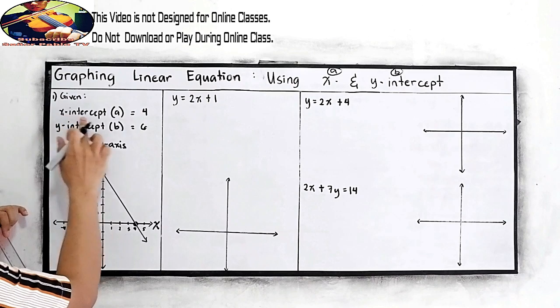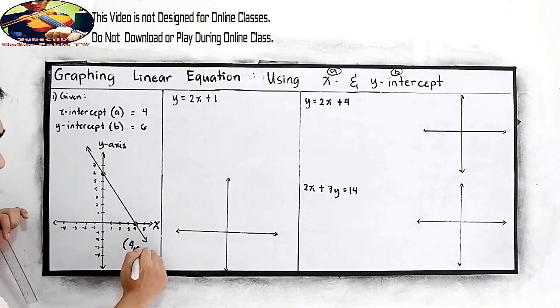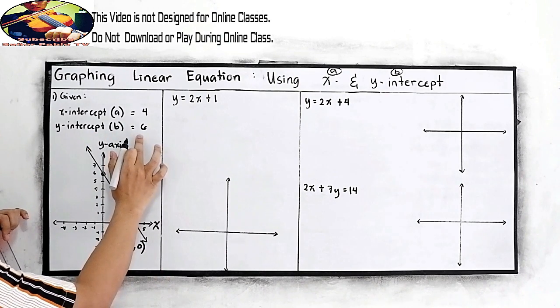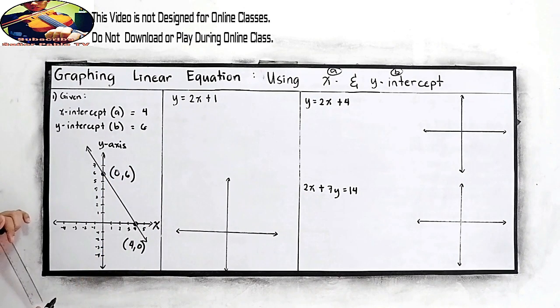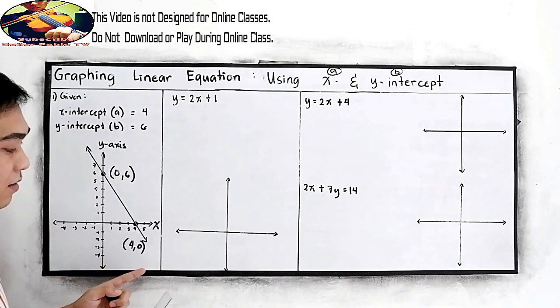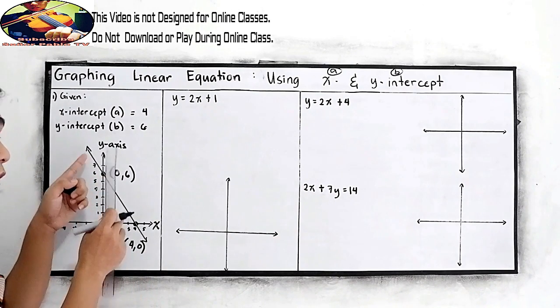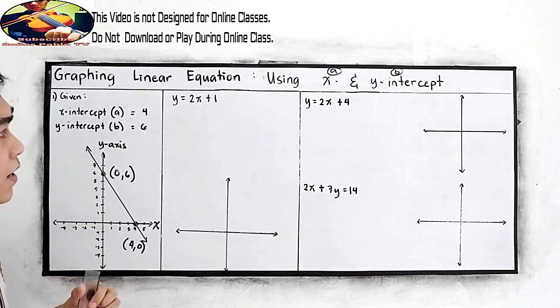Actually, the equivalent of x-intercept is 4, 0. And for the y-intercept, this is 0, 6. Now, to get the x and y-intercept, for the x-intercept, let y be equal to 0. And for the y-intercept, let x be equal to 0. Let us try using this example.